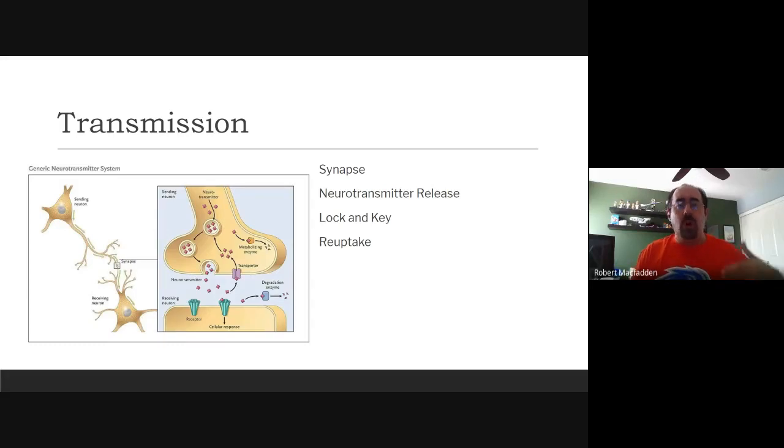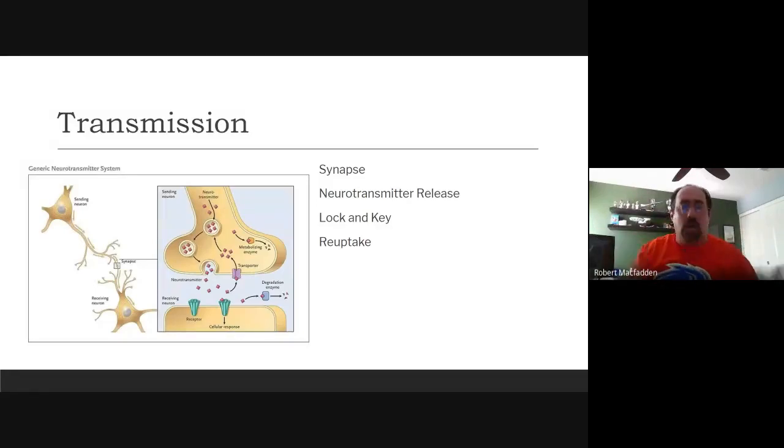Okay, so the synapse is that little tiny gap between neurons. They release the chemicals across the synapse into the receiving neuron. The key goes into the lock. It excites the neuron or it turns the neuron off, either one. And then whatever doesn't get used gets sucked back up to be used again. So it's a constant pitching and catching, and then whatever's left gets taken back. Pitch, catch, taken back.